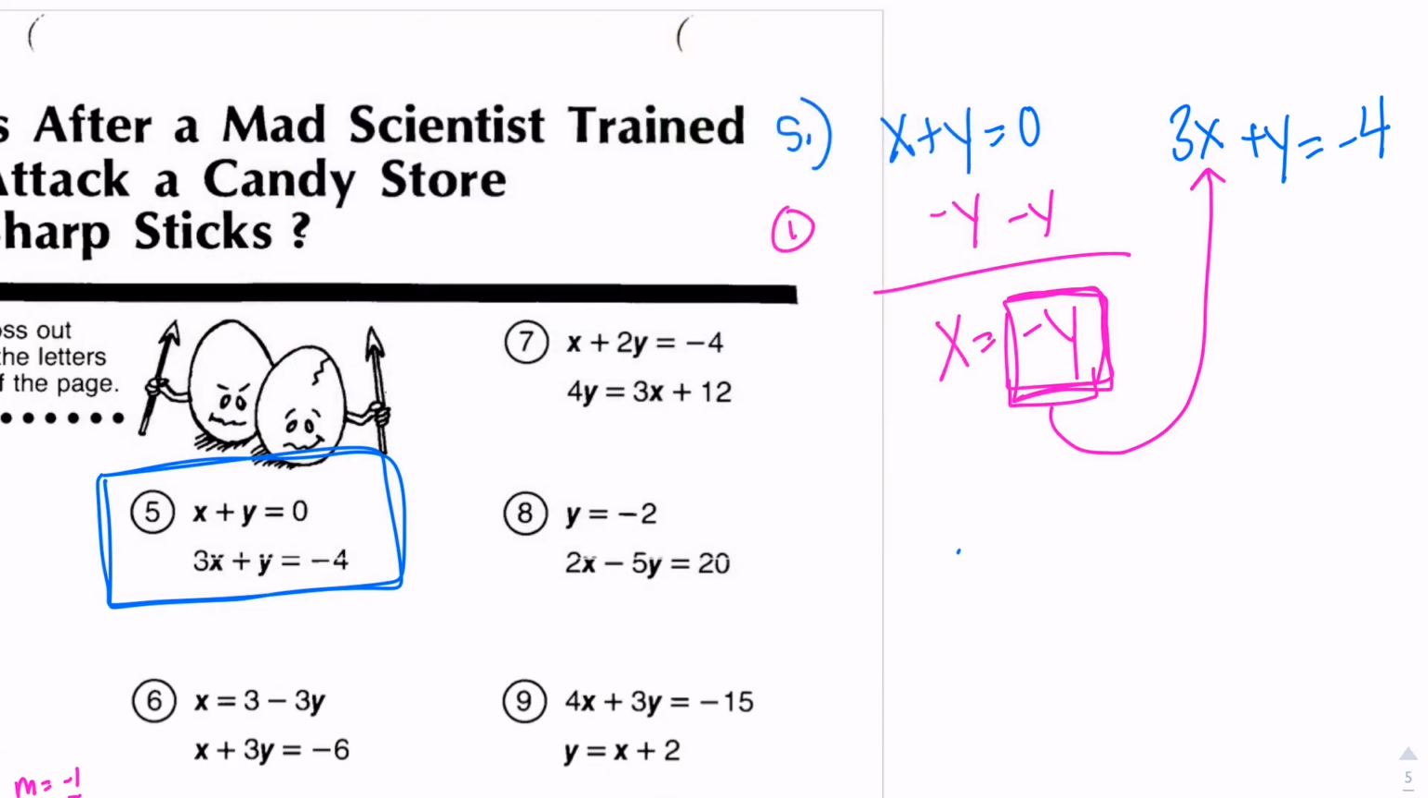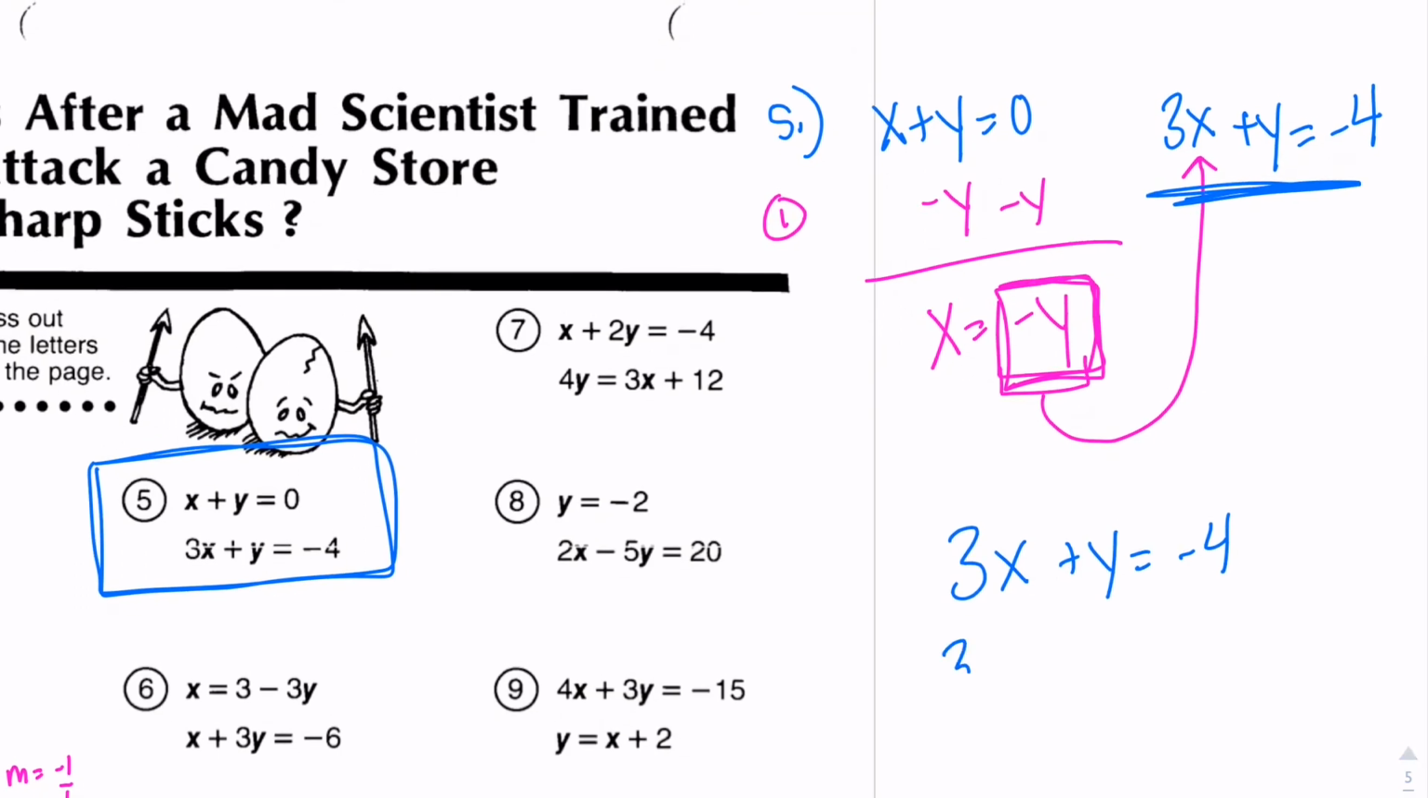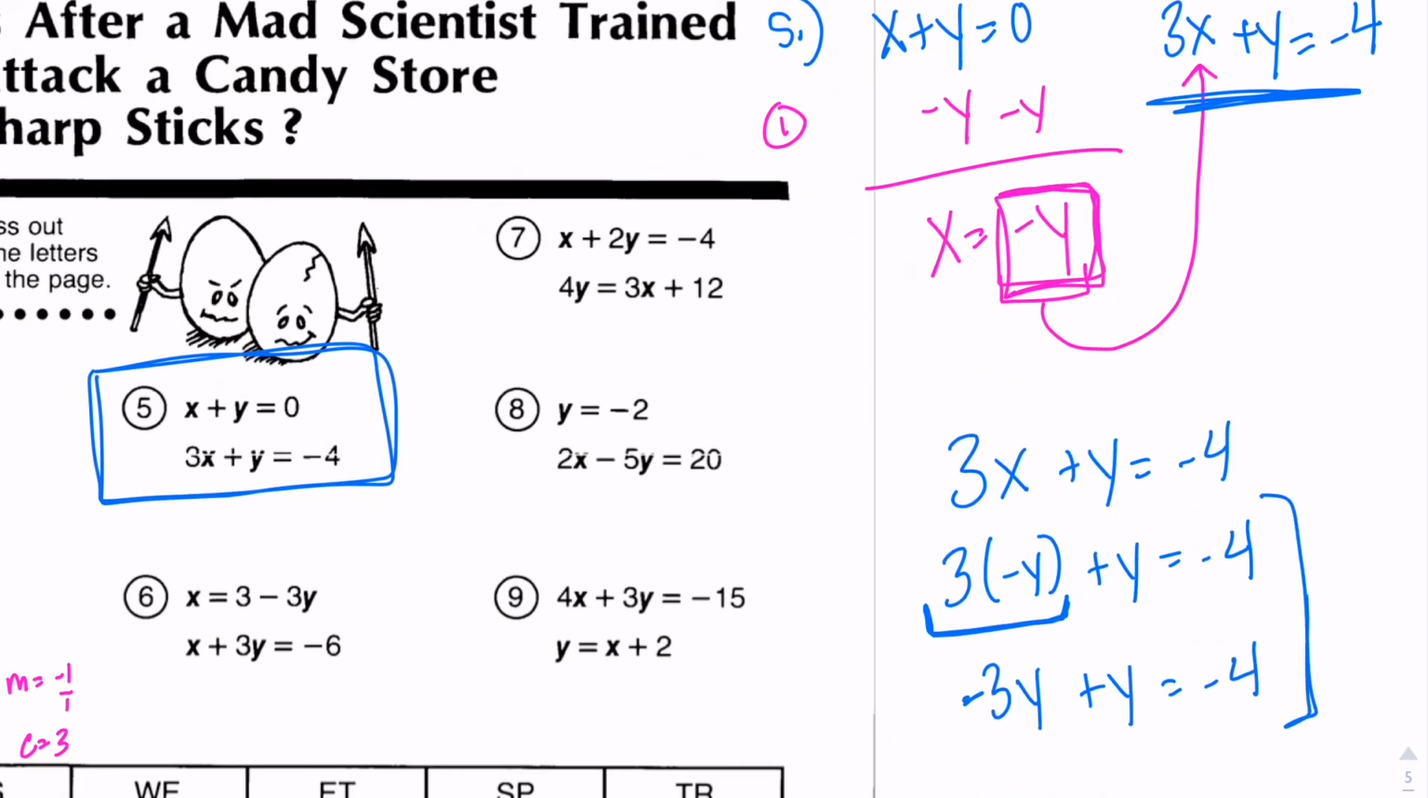So my equation is 3x plus y equals -4. That's the same thing I have up here. I'm just rewriting it. And instead of x, I write -y. And then I ask myself, 3 times -y is got to be -3y plus y equals -4. And I'm in a pretty happy place right now because I have one equation with one letter. I can solve this. From there, we're just going to put together our like terms here. -3y plus 1y is -2y equals -4.